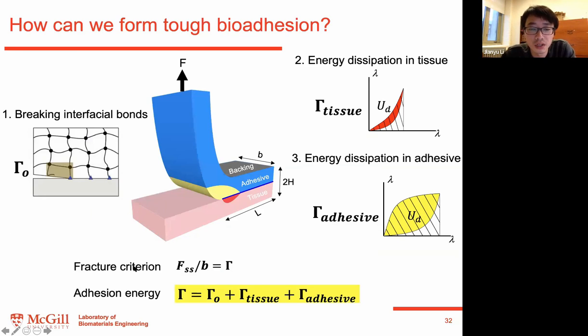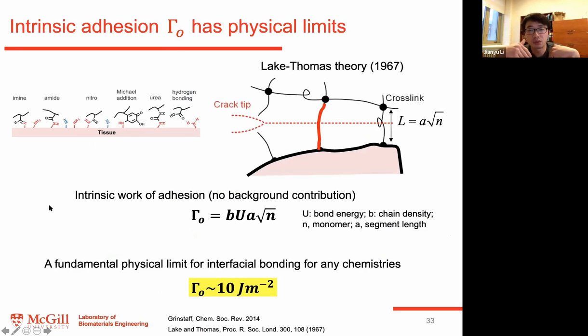So here is a governing equation underlying this mechanics problem. Essentially, the adhesion energy has three contributions, right? It is contributed from the interfacial bonding, another contribution from the tissue substrates, and also the adhesive matrix. And then, in order to develop a better bioadhesive system, let's revisit the fundamentals of all those three contributions.